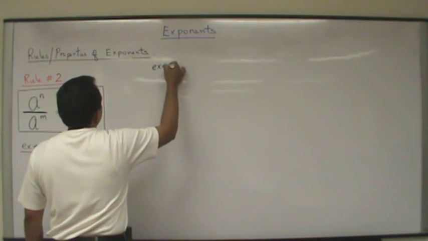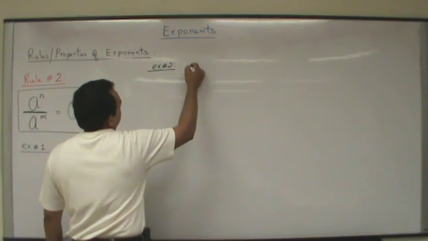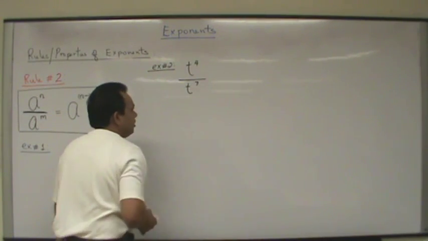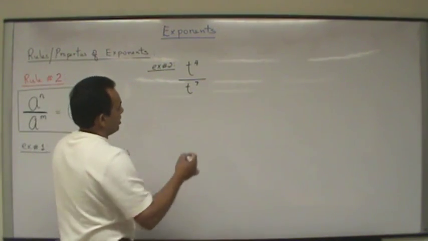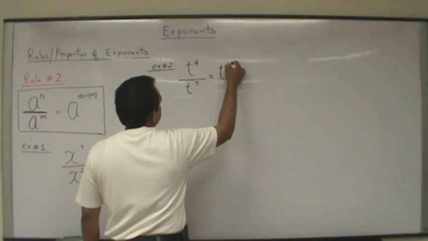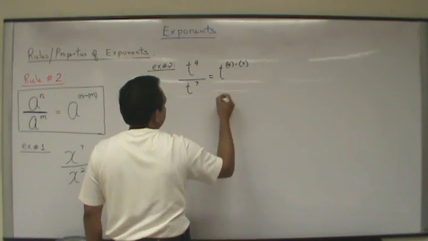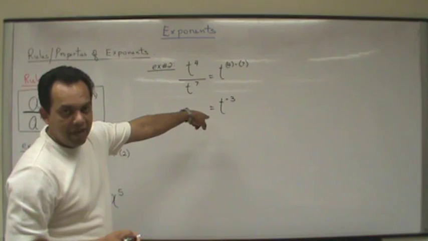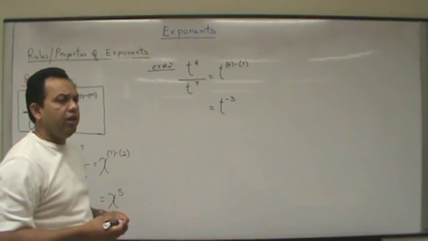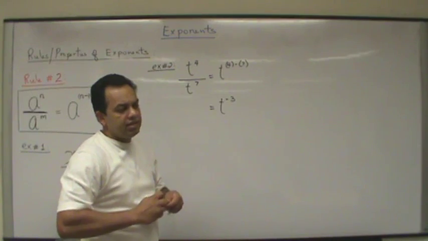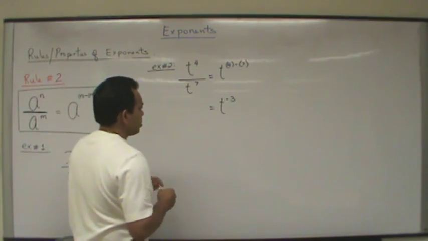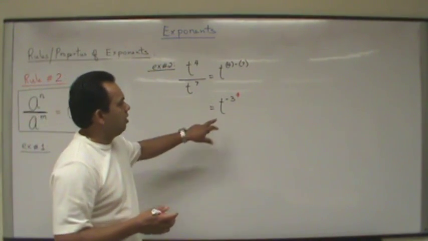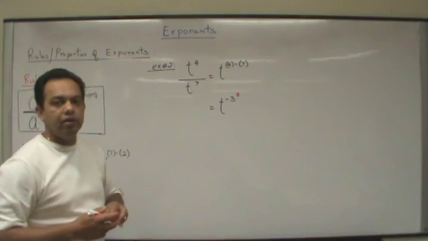Example number 2. How about if I have t to the 4th divided by t to the 7th? Well, the bases are the same, so we'll keep the base, which is t, and it's 4 minus 7. And that becomes t to the -3. And once again, we have a negative exponent, which could be simplified later on. We generally don't leave bases with negative exponents. So I'll put a star here, and at the end of the lesson, I would like you to finish the last step here.